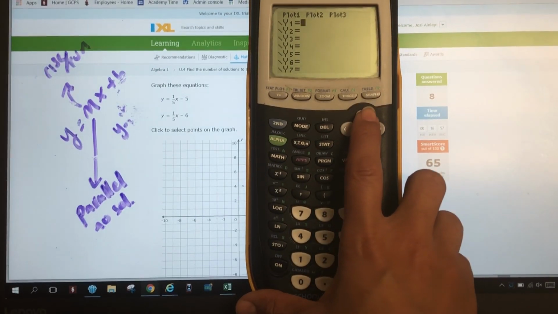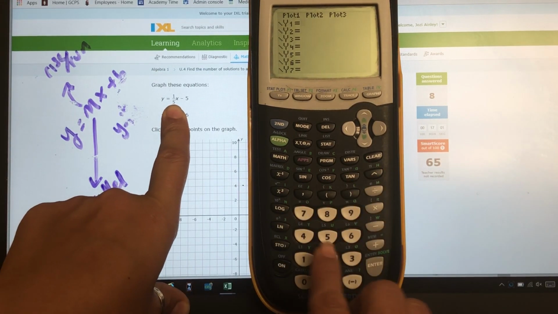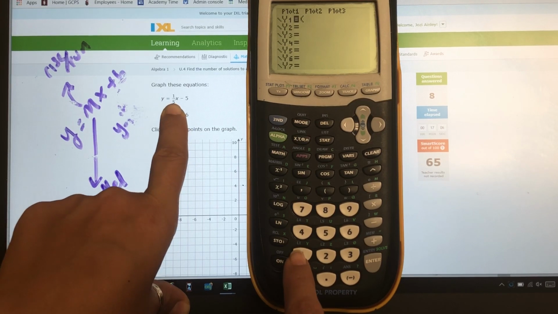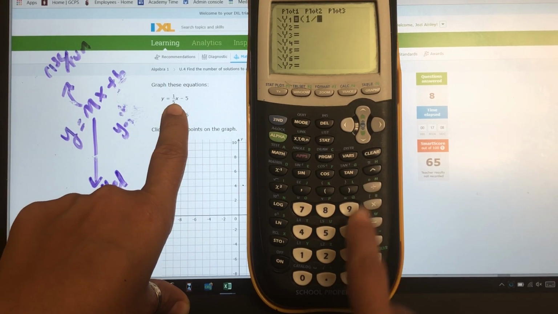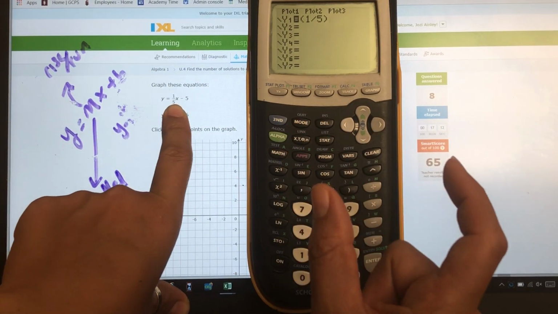Then I'm going to write this out. Now, important thing is when you put fractions, you have to put parentheses. Anytime you put in fractions in here, put parentheses. So I've got 1 over, and how do I say over? Divided by 5. Okay, close parentheses. So anytime you have a fraction, always put it in parentheses.